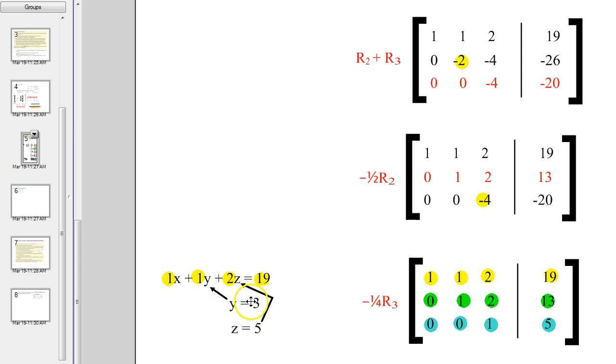I'm going to replace the y with 3 and the z with 5. x plus 1 times 3 plus 2 times 5, and I can change that to x plus 3 plus 10, which 3 plus 10 is 13, and then subtracting 13 from both sides, I get x equals 6, y equals 3, z equals 5. So my solution would then be 6, 3, 5, written that way as an ordered triple.